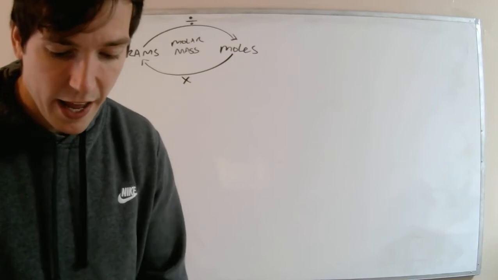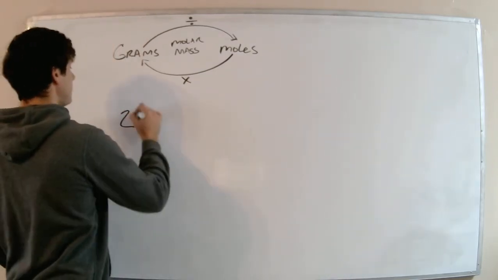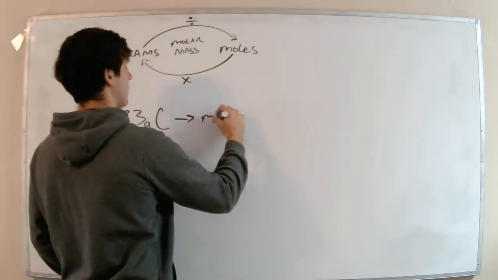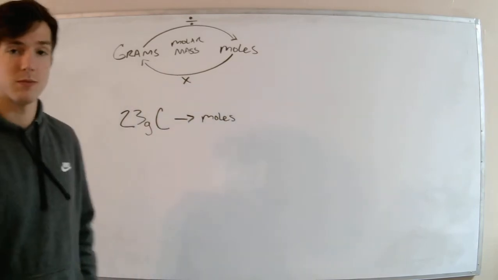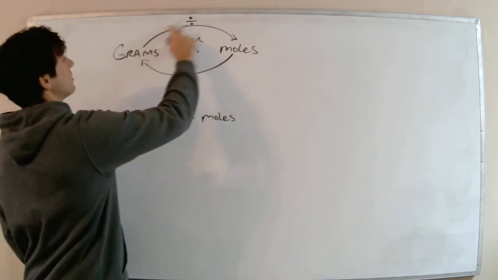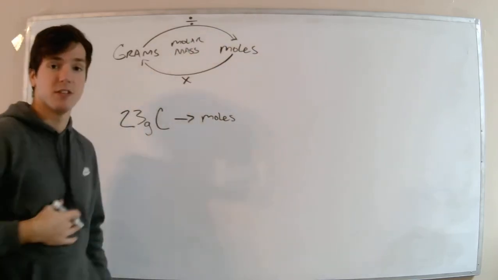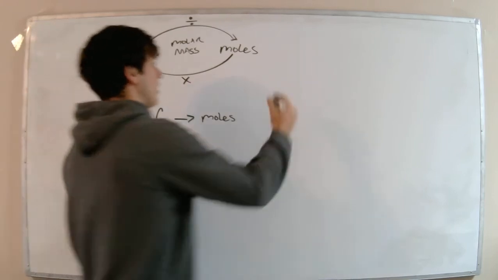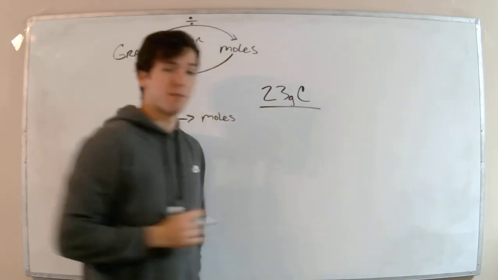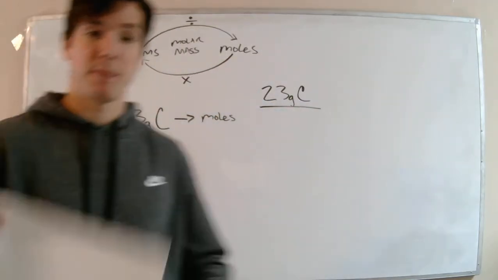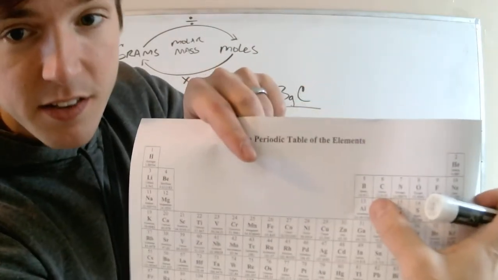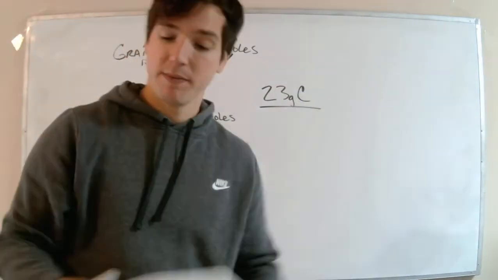Say that I have 23 grams of carbon, and I want to convert that to moles. I'm going to divide by the molar mass of carbon. So, I'm just going to write down 23 grams of carbon. I'm going to divide by the molar mass of carbon, which if I look at my periodic table, remember the molar mass is the number that is underneath the chemical symbol. So for carbon, it is 12.